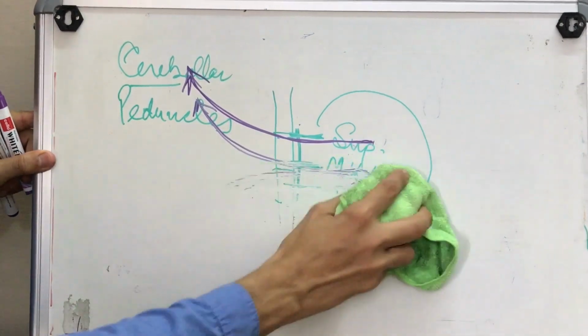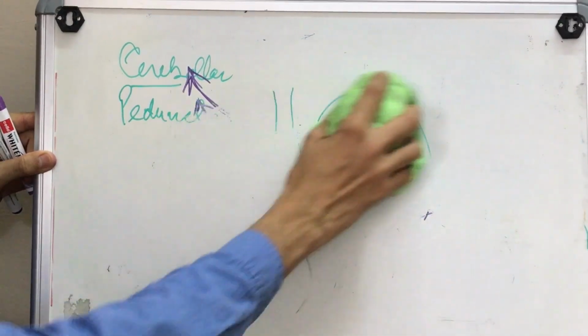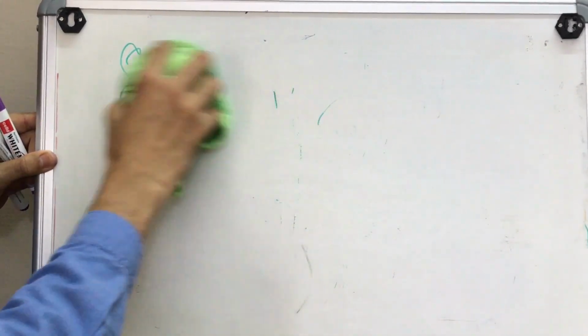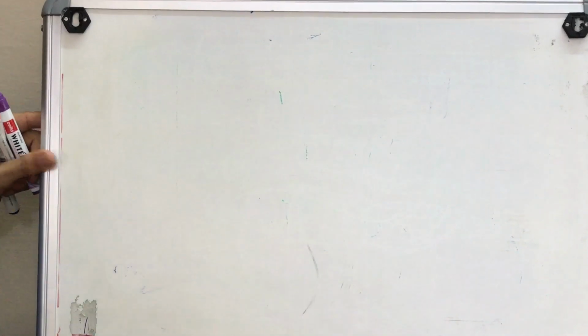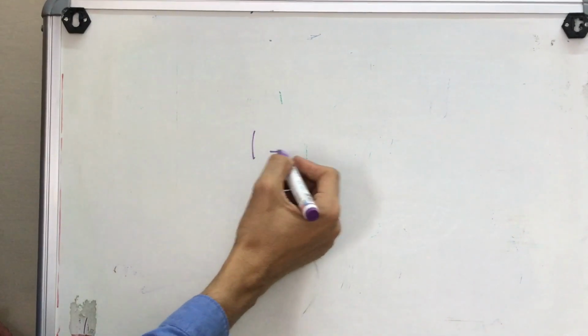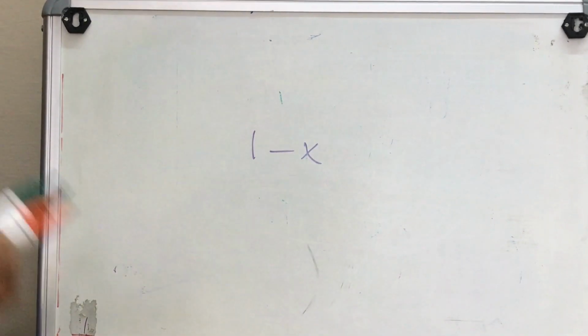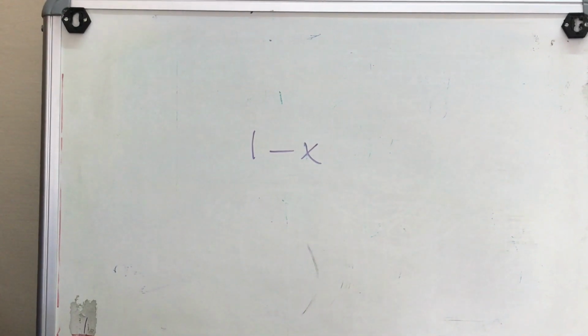Now this vermis has been further subdivided into 10 parts, named numerically 1 to 10, or there are certain names given to each part of the vermis. We won't go into detail because that is the job of the anatomy people. They will teach you the further detailed anatomy of the cerebellum. Now we have got the basic idea: there are two lateral cerebellar hemispheres and one central part, the vermis.